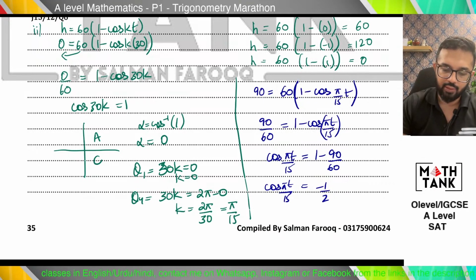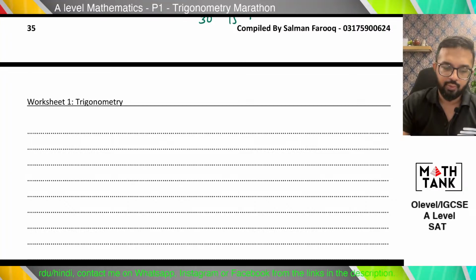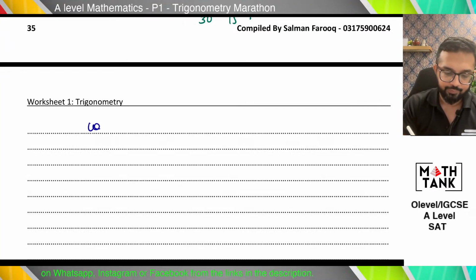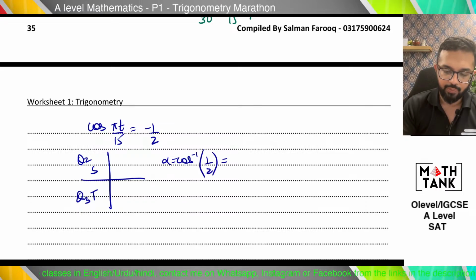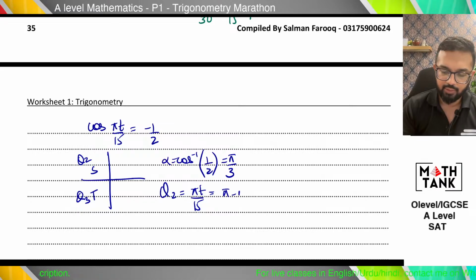Let's take that to the next page and solve. Where is cos negative? Cos is negative in S and T, so quadrant 2 and quadrant 3. Alpha is equal to cos inverse of half, which is pi over 3. Quadrant 2 is pi t over 15 equals pi minus pi over 3. Quadrant 2 and quadrant 3.